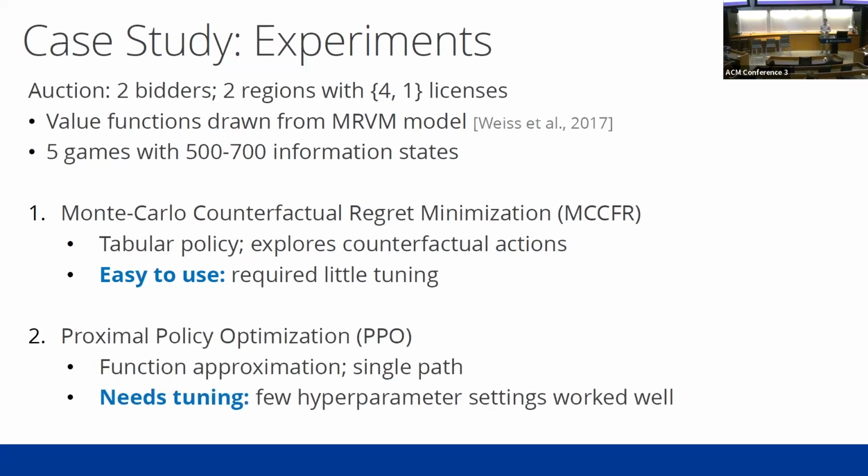Second, we tried, at the other extreme, an algorithm called proximal policy optimization. So this is a function approximation method. The policy is a deep neural network, and each iteration, it only looks at a trajectory on path. We found that we could make this work, but it took a lot more tuning. With the right hyperparameter settings, we could, again, get policies with a Nash conv close to 0 or equal to 0. But finding those hyperparameter settings took a pretty extensive search.